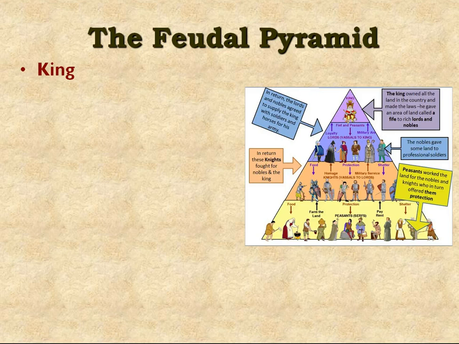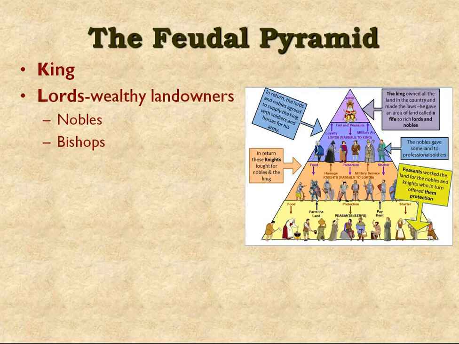The king is the one who holds the most land. He then divvies it out to the lords. These are the wealthy landowners. And the lords were considered to be of noble blood. So this oftentimes means that they are known as the nobility. During the 14th century, only about 1% of the entire population were considered to be of noble blood and therefore could own land. The other group of lords would be the bishops.